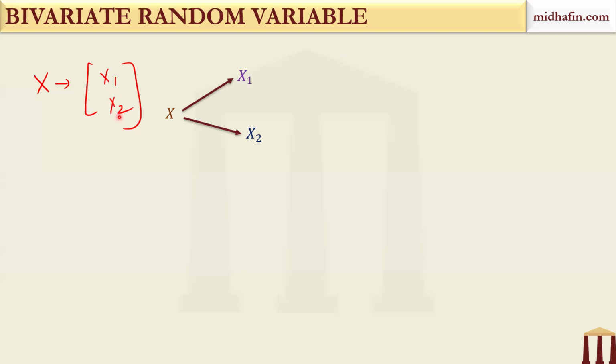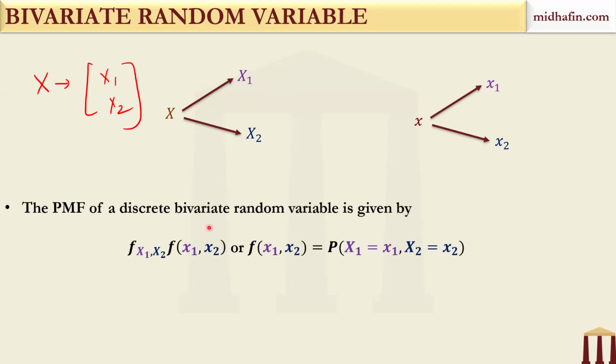And the realization of capital X, which will be denoted by small x, also has two component values, like this. So small x1 is a realization of capital X1 and small x2 is a realization of the second component, capital X2. Okay, so this is the PMF. Similar definition. Earlier it was Fx equal to probability. Now here also the PMF tells the probability of X1 being equal to x1 and X2 being equal to x2 at the same time.